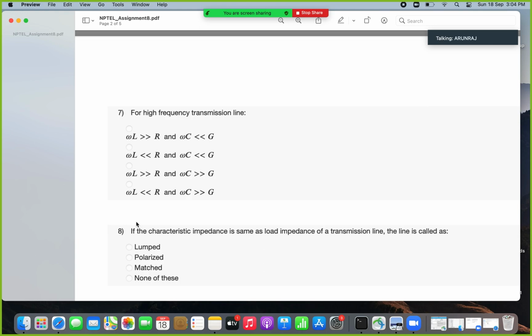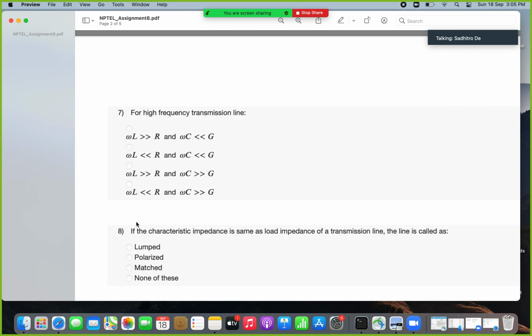So that is why you need a smaller antenna for that. Right, right. So one of the factors is omega L much much greater than R. That is one condition, right? Because omega is your frequency and R is resistance, so omega L much much greater than R is one condition.